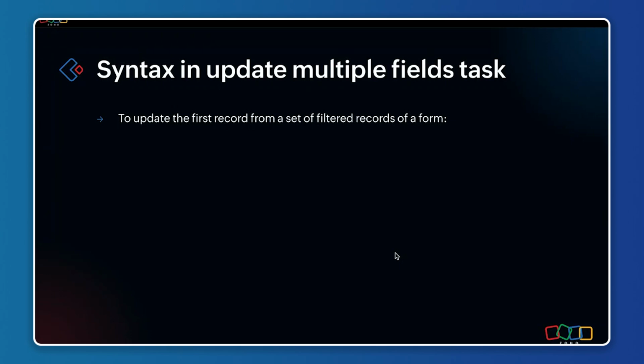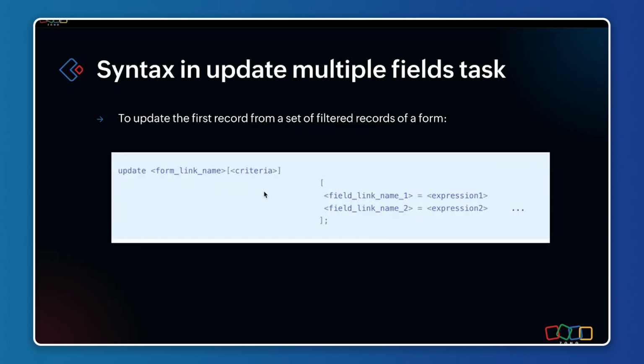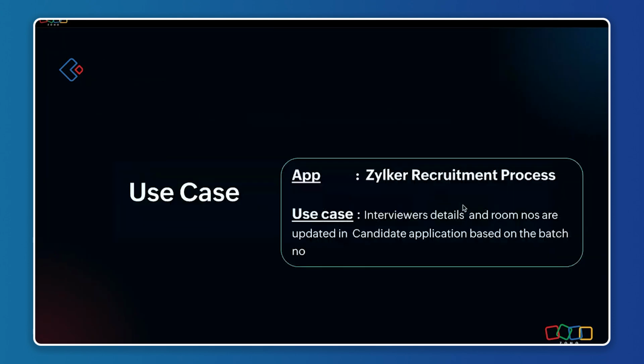And then the third syntax, in case you wanted to update the first record with some filter conditions or some criteria, then you can mention the criteria. It is going to be the same update task syntax. You can mention the form name along with the criteria, and then within the square bracket you can have the field link name is equal to the value or the expression.